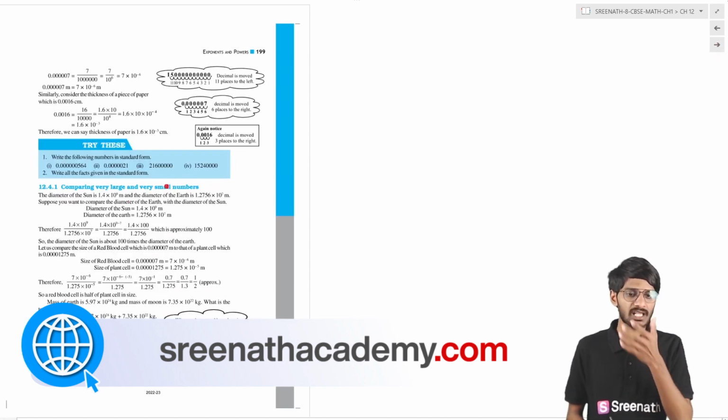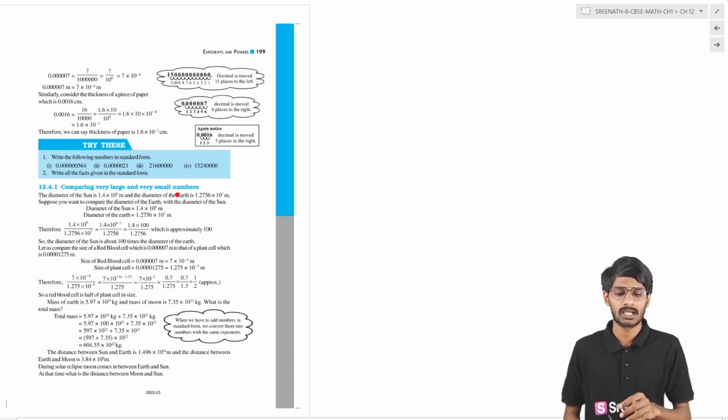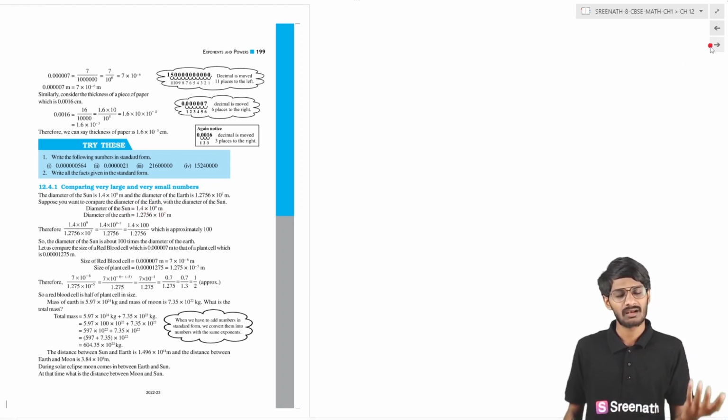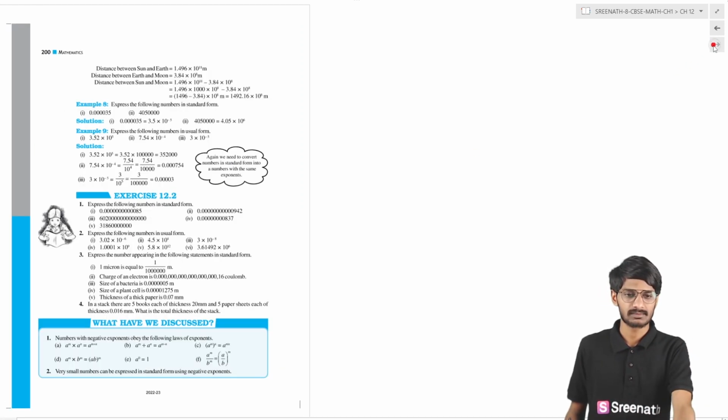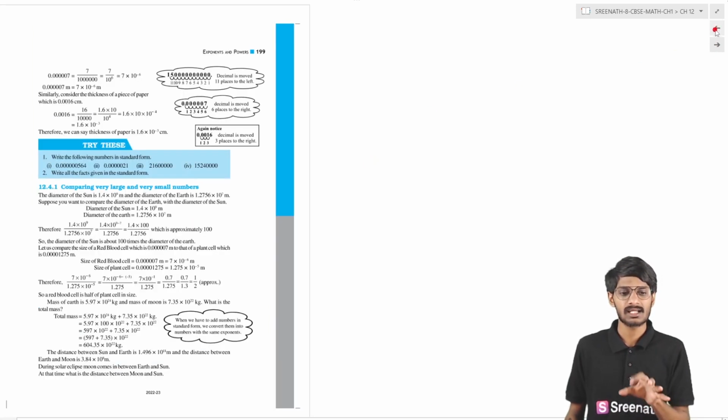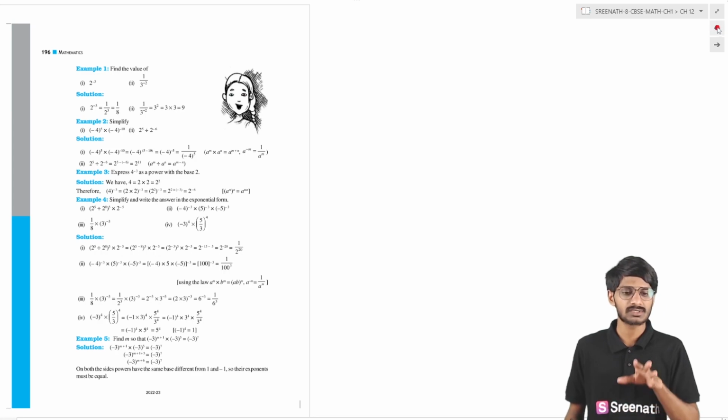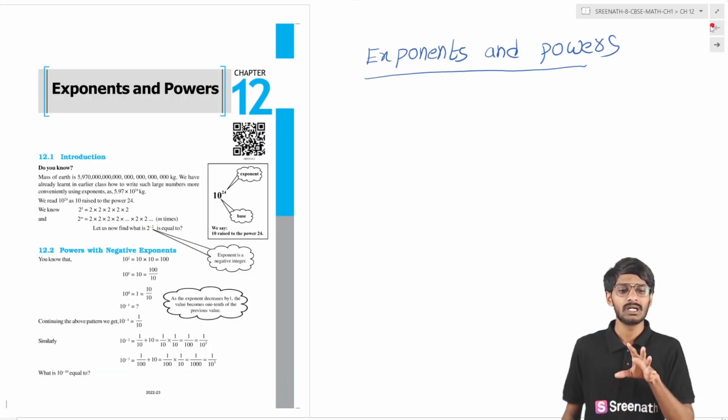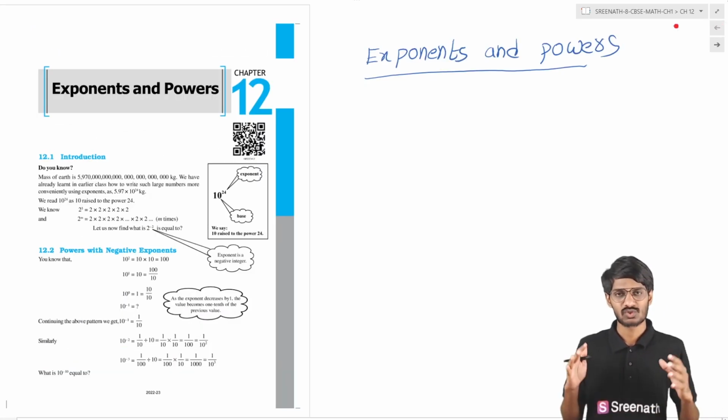Next is comparing very large and very small numbers. So how will we compare the large and small numbers? That's it, students. This is our whole chapter. These are the topics, concepts, and example problems we are going to deal with. Okay, students, our chapter overview is completed.